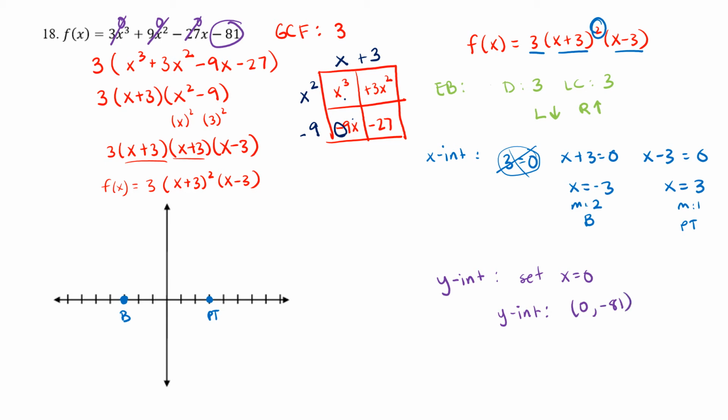Or you can go to this factored form right here, plug in 0 for x, solve that, and I'm telling you, you'll still end up getting negative 81 no matter what. We have a y-intercept down there at 0, negative 81, so just make sure you label it. And we can finish off this graph here. Again, start with the end behaviors. The left side goes down. So that farthest left point, we could go down.